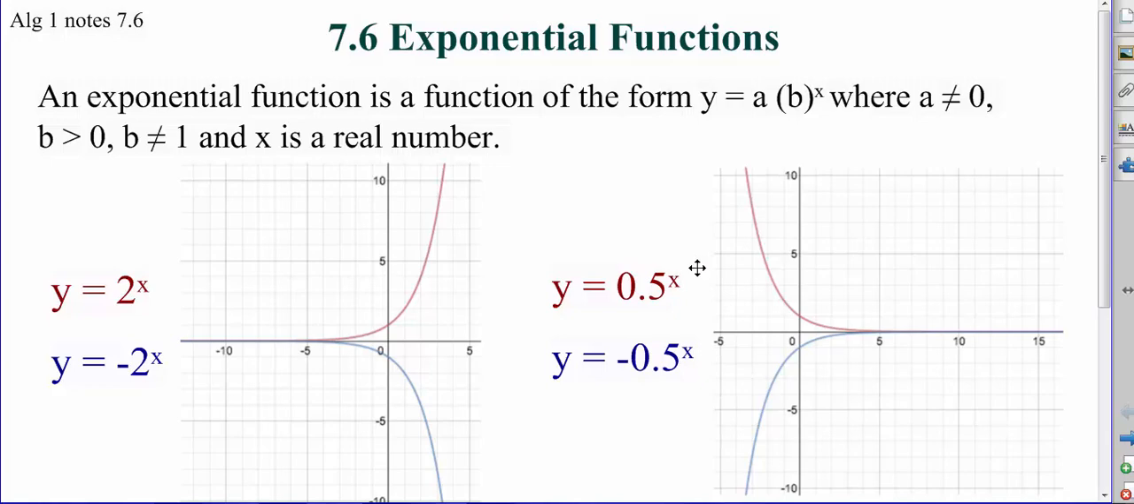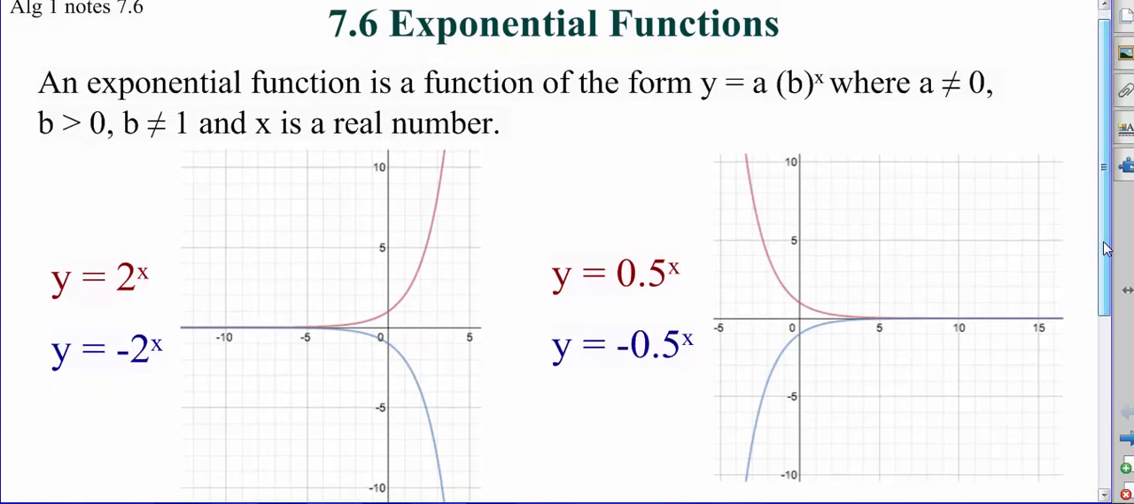We've spent a lot of time this year graphing, but it's primarily been lines, and we're going to start looking at some other shapes as we move through the course, and today is one of those days, exponential functions.